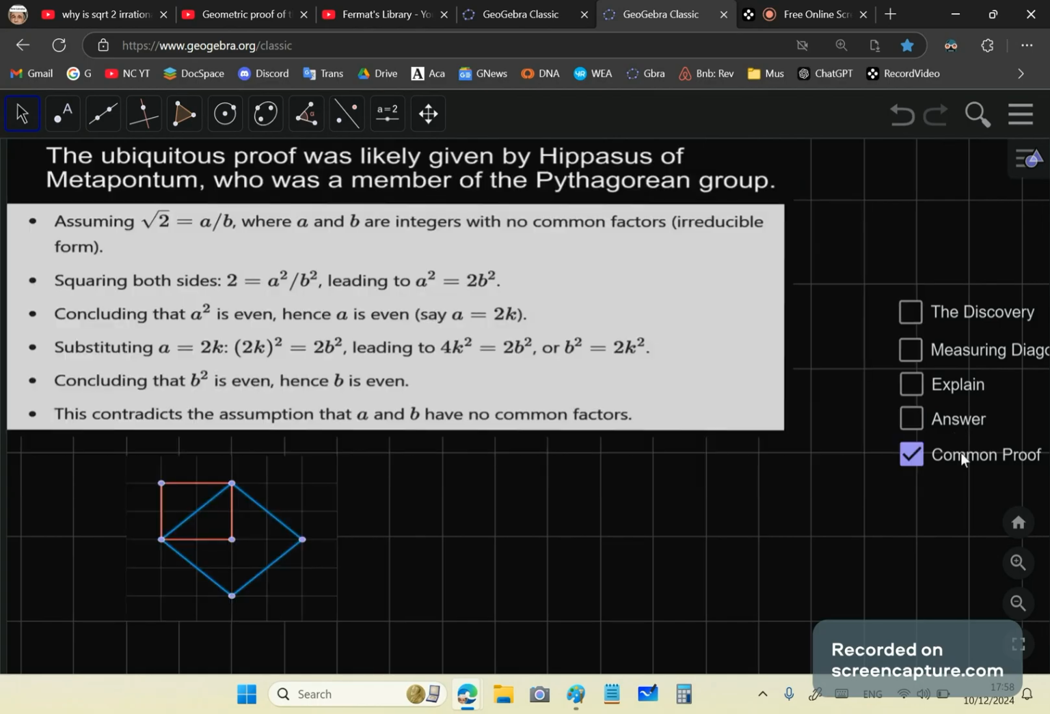So that's the answer. Now, the common proof that you normally see is this ubiquitous proof, which was probably developed by Hippasus of Metapontum, who was a member of the Pythagorean group. And you've all seen this. And again, the little trick here is where it says that you can actually square both sides. So how do you know that square root of 2 squared is 2? Well, this is how you know. If this is a square with sides of 1 and we draw a diagonal here and we continue to do this, then we can see that if we take this area here, it'll be a quarter of the bigger square, meaning that the bigger square must have double the area of the smaller square.